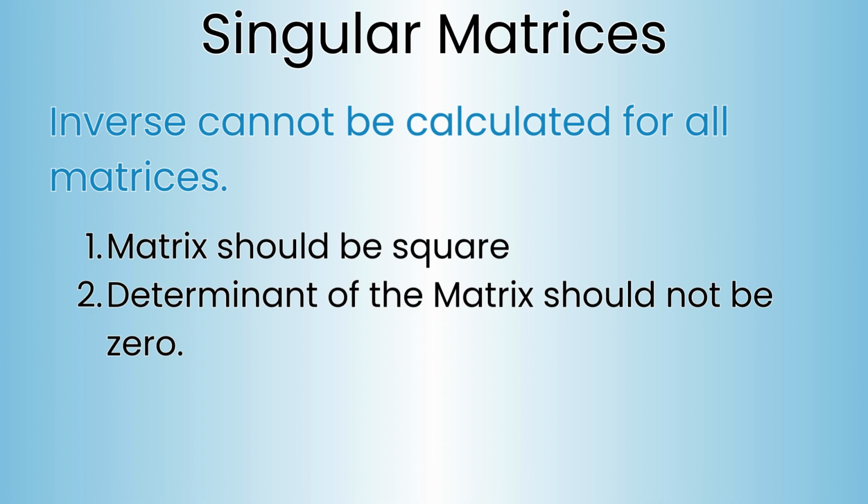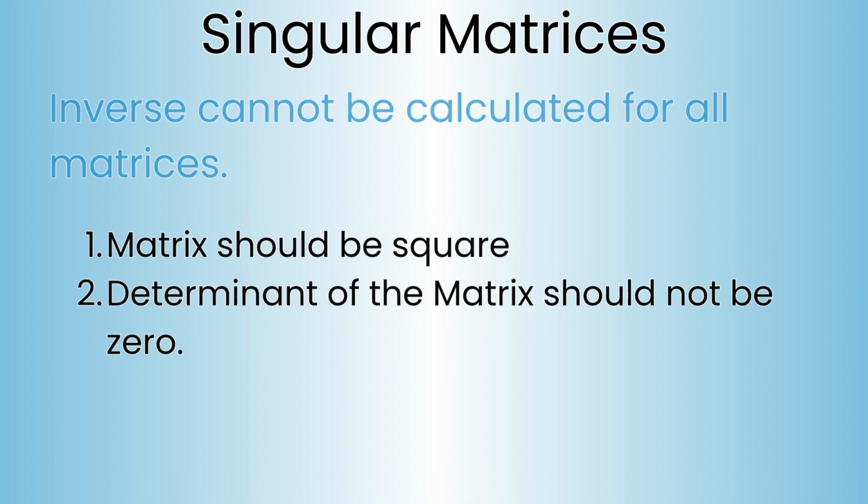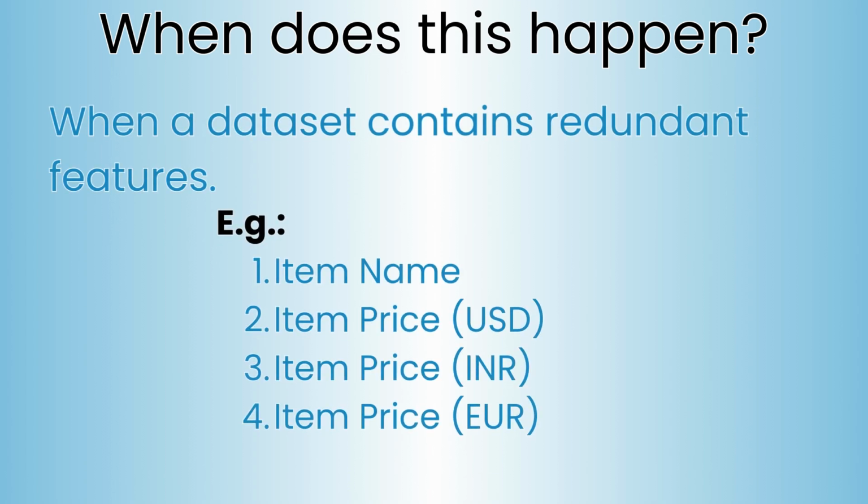If the determinant of the matrix is 0, then we will not be able to calculate the inverse of the matrix. And it is a very critical point to remember. And a matrix that can't be inverted is called a singular matrix. In real life, when do we encounter a singular matrix, or a matrix that we can't invert?